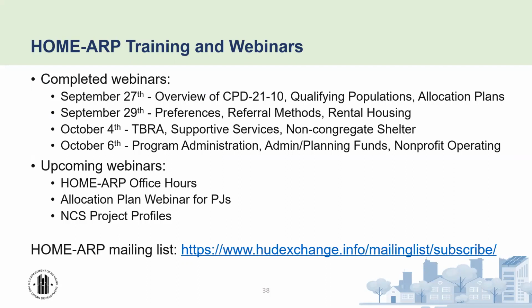We're wrapping up this webinar series today, but you will have access to recordings of the 4 webinars, including the September 27th overview of HOME-ARP and CPD Notice 2110, qualifying populations and allocation plans, the September 29th webinar about preferences, referral methods, and rental housing under HOME-ARP, the October 4th webinar on HOME-ARP tenant-based rental assistance, supportive services, and non-congregate shelter activities, and today's webinar on HOME-ARP program administration and planning funds, and nonprofit operating and capacity building assistance.